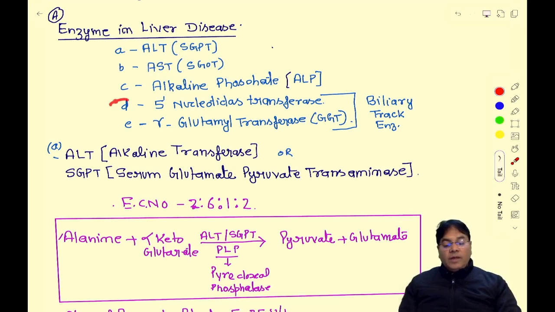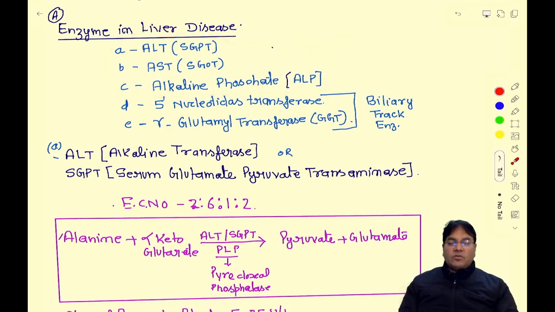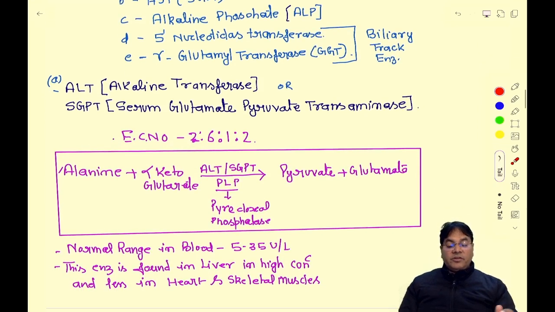The last 2 enzymes in this category are actually biliary tract enzymes. That means they are released from the cells of the bile duct. But the first 3 enzymes are released from the liver and some other tissues also, from the cells of the liver, not by the duct. Now let us discuss all these enzymes one by one in quick succession.